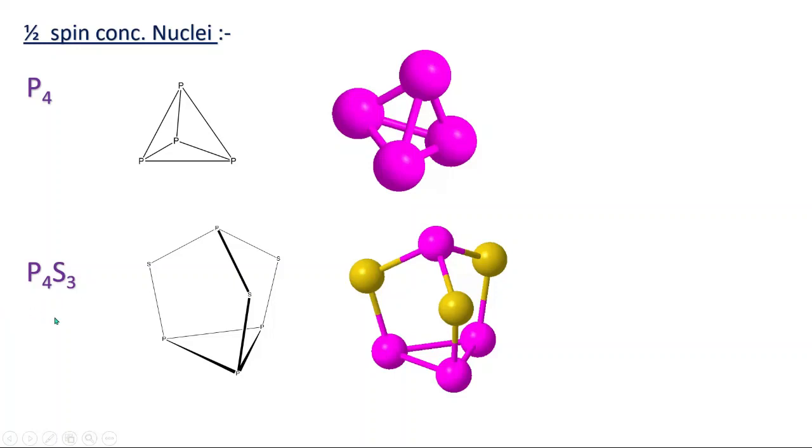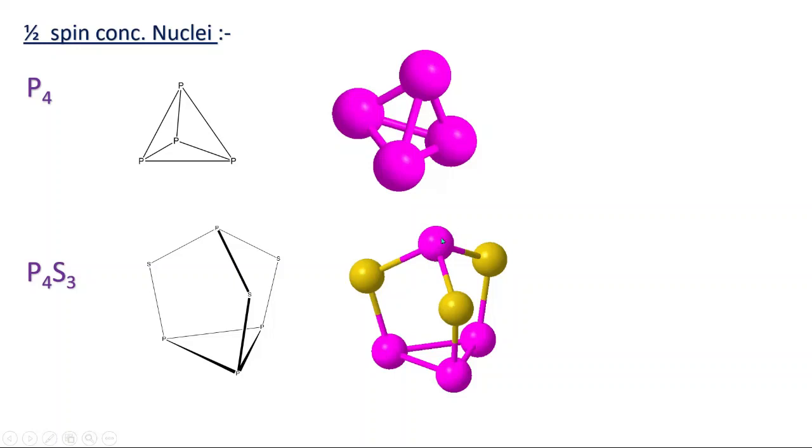If you see P4S3, there is 1 phosphorus on the top side and 3 phosphorus at the bottom, and in between these phosphorus, 1 sulfur atom is inserted. So you can see 3 sulfur and 4 phosphorus. It is better to visualize this molecule in the ball and stick model. You can see this atom, the apical phosphorus atom, is in a different environment, and these 3 phosphorus atoms are in a different environment. These 3 are equivalent, and this one is another equivalent atom.